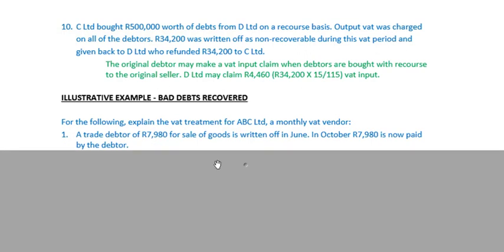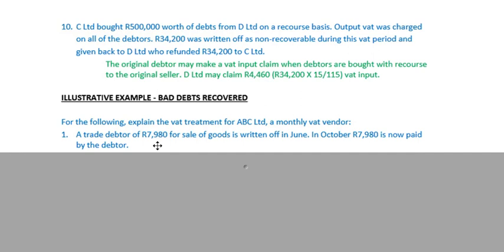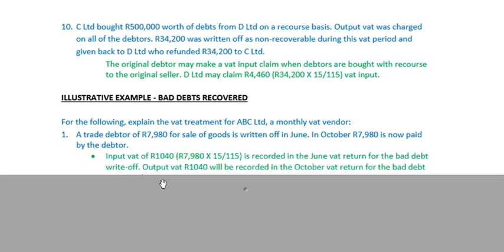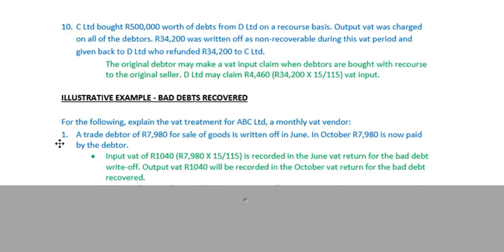A couple of examples of bad debts recovered now. It says a trade debtor of 7980 for sale of goods is written off in June. In October, the 7980 is now collected. So I claim bad debts when I wrote it off, and I need to reverse it out, and there'll be a VAT output for 7980 times 15 over 115 that gets put into our VAT return.